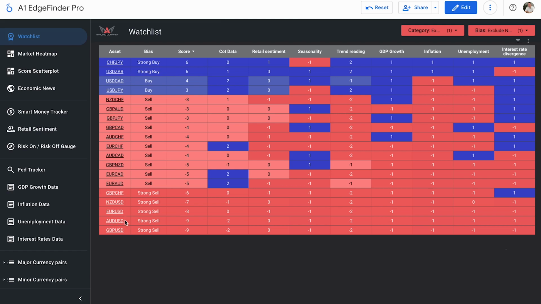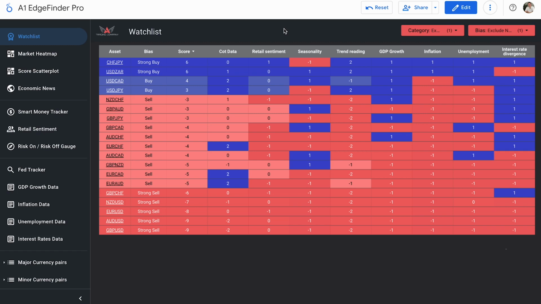And you know what? Look at this. NZD USD, Euro USD, Aussie USD, Pound USD, all strong sells, and then up here we have USD JPY, USD CAD, and USD ZAR. So it looks like all of our dollar crosses are either a sell or a buy right now on the Edge Finder. So a lot of volatility, a lot of movement with the dollar right now.